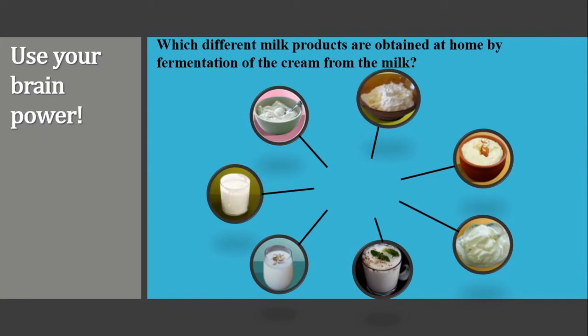Which different milk products are obtained at home by fermentation of the cream from the milk? Yogurt, cheese, kefir, butter, sour cream, cultured buttermilk, ghee, etc.